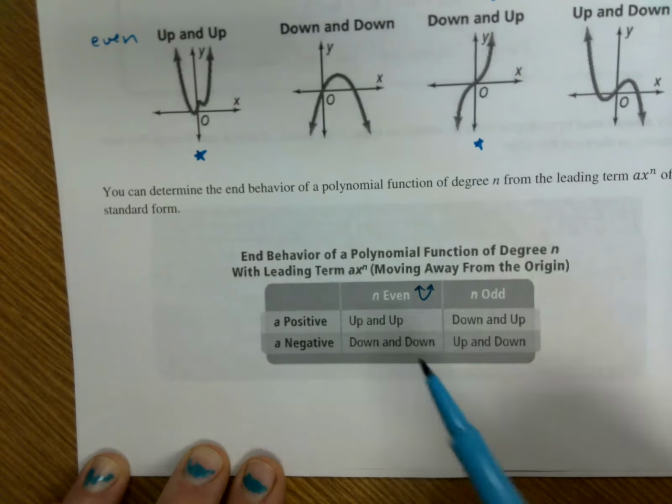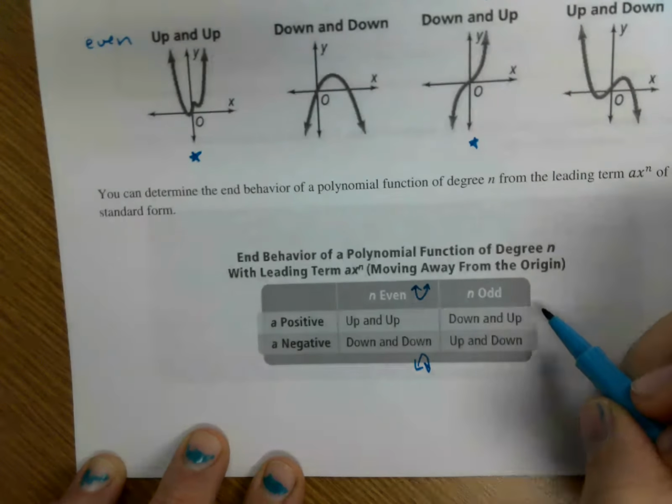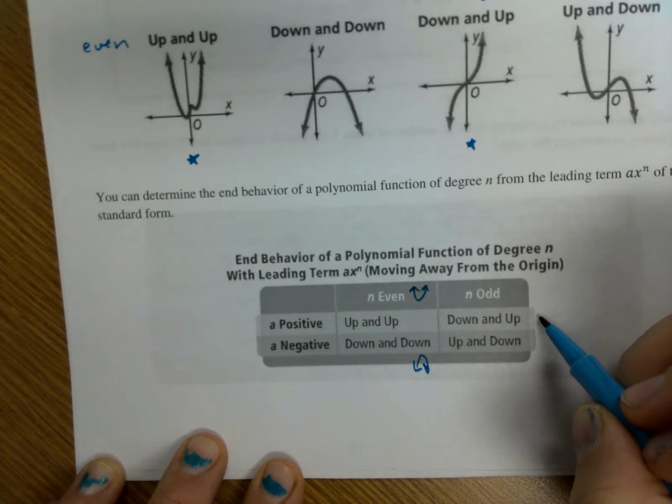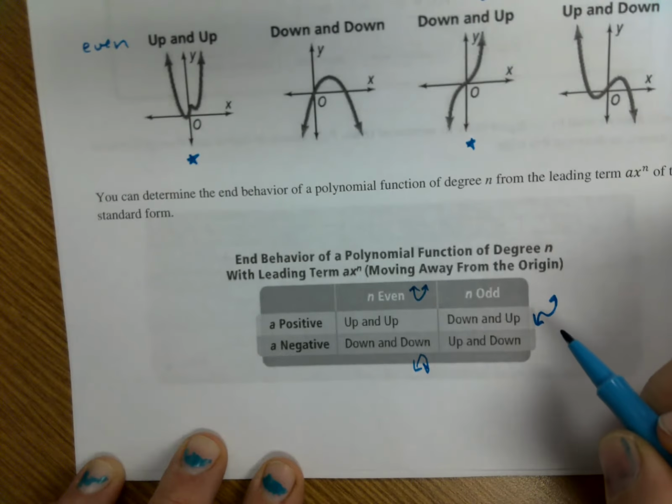If the negative was in front, that means it would be pointing down, down. Odd is opposite. So typically, if the number in front is positive, this is what it would look like. It's going down on the left and up on the right.